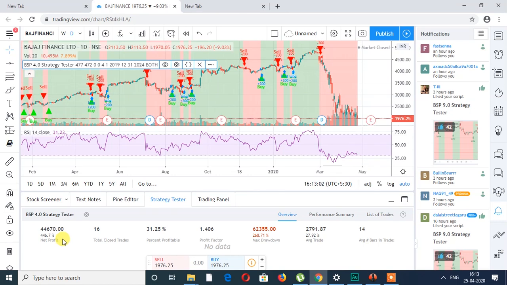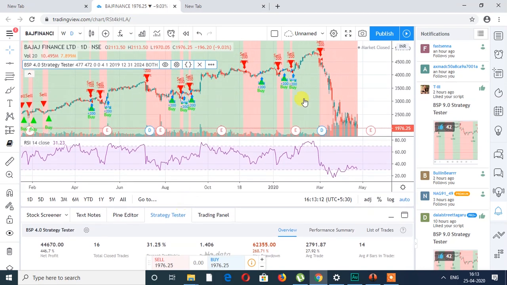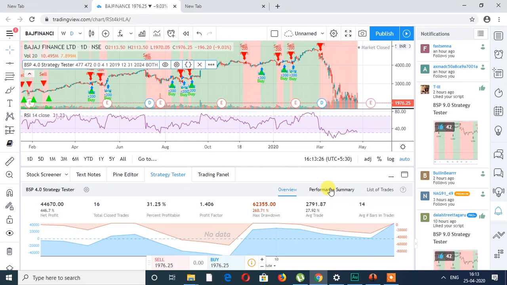So there is a profit of around 44,670. These are for the long-term investors. Now you get a sell, and till the time there's a buy signal, you don't need to buy the Bajaj Finance stock. There are more parameters which you can see here.